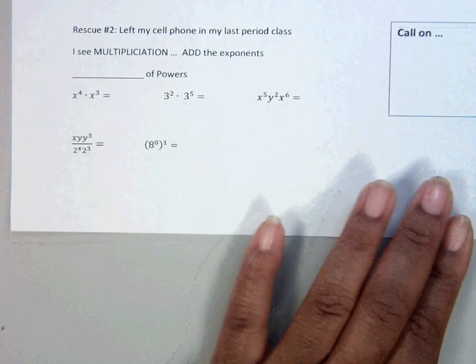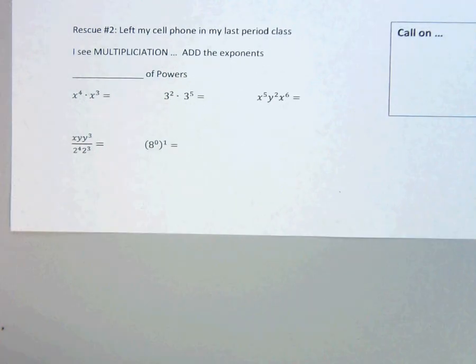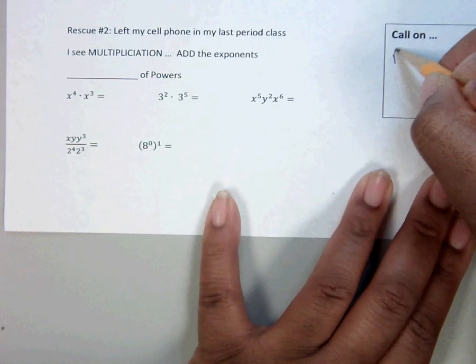Okay, rescue number 2. I left my cell phone in my last period class. Uh-oh. And for some of us, that's pretty important because we know we'll get killed by our parents or our guardians if we lose that phone. So it's not as dangerous as us all falling off the cliff and being kidnapped, but we got to get this phone. So we'll call on P-Man.